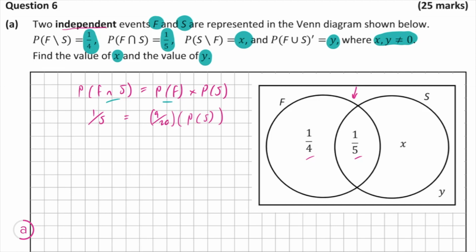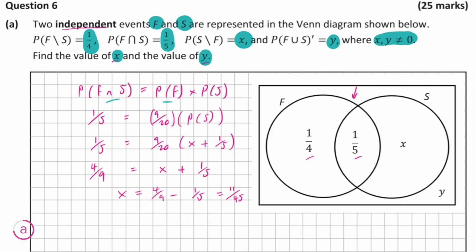And just remember as well that the probability of S is not actually equal to X, it's equal to X plus 1/5. So we're going to substitute in X plus 1/5 for the probability of S. So the next step is clearly going to be to divide across by 9/20, or multiply across by 20 and divide across by 9. So now we have X plus 1/5 is equal to 4/9, and by taking away 1/5 on both sides, we're left with X being equal to 11/45. So that's the value of X, and that's half the question done.